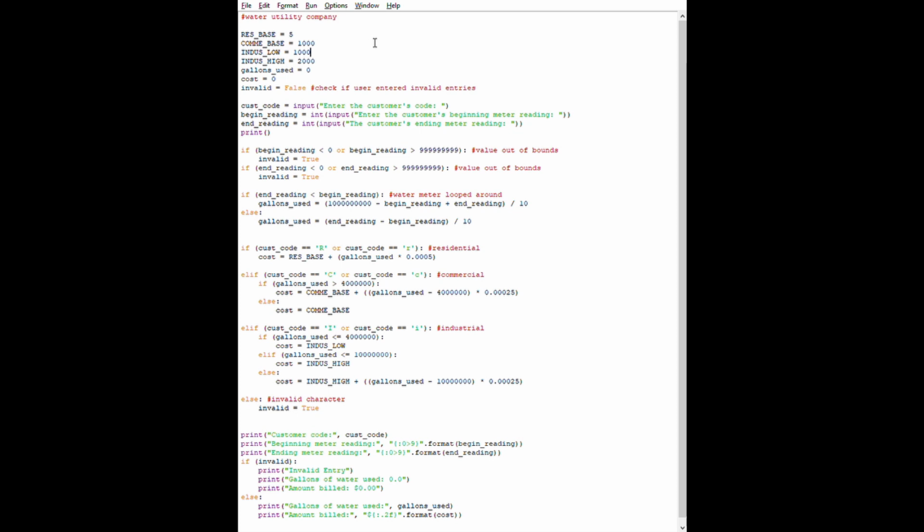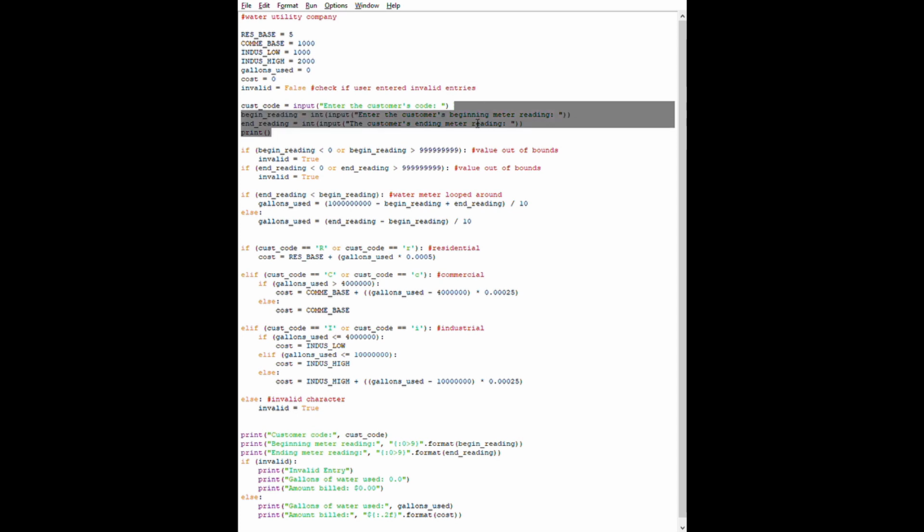The low base for the industry, which is $1,000. The higher base price, which is $2,000. And everyone has an amount of gallons used, and they also have a cost of those gallons used. And I also have a Boolean variable called invalid, and it's set to false right now, but it's going to be true if the user enters any invalid inputs that we don't want.